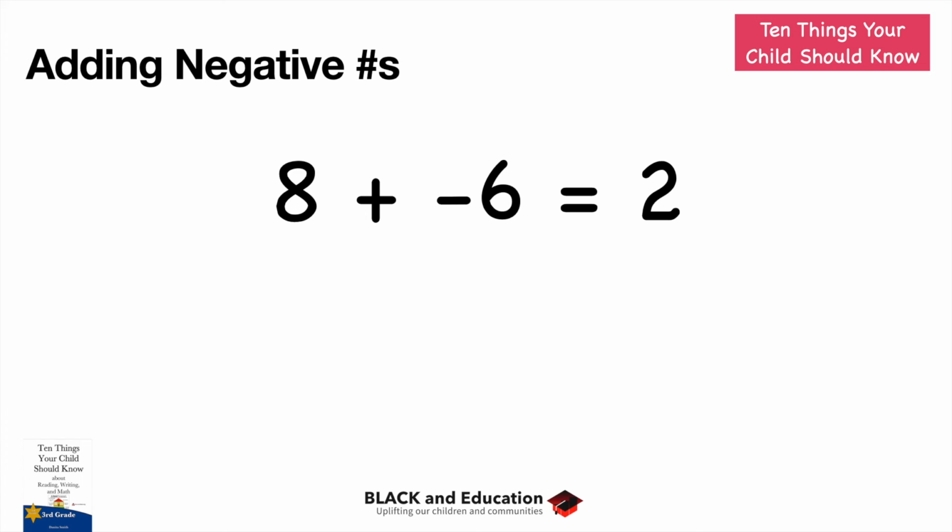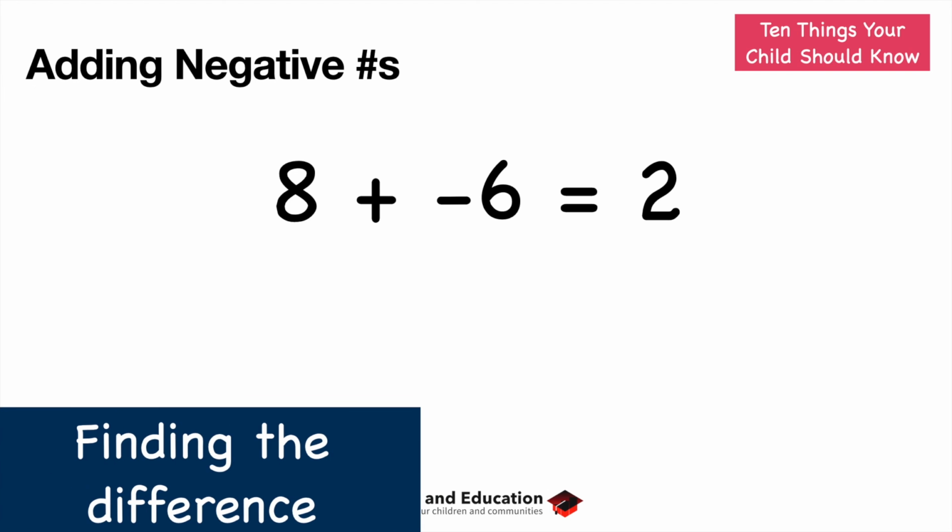Let's take a look at this one last problem. Let's say I have 8 plus negative 6. Now, right off the bat, the 8 has a higher absolute value, right? It's higher from an absolute value standpoint. And I'm going to find the difference here. This is the same thing as 8 minus 6. And so the answer to this is going to be 2.